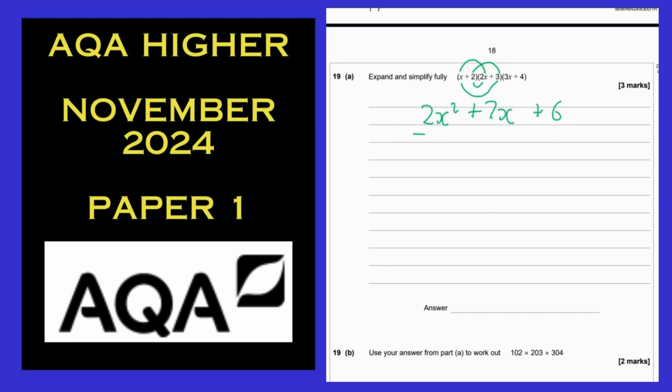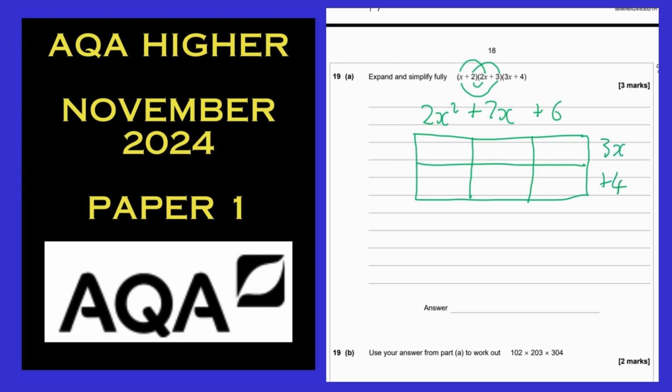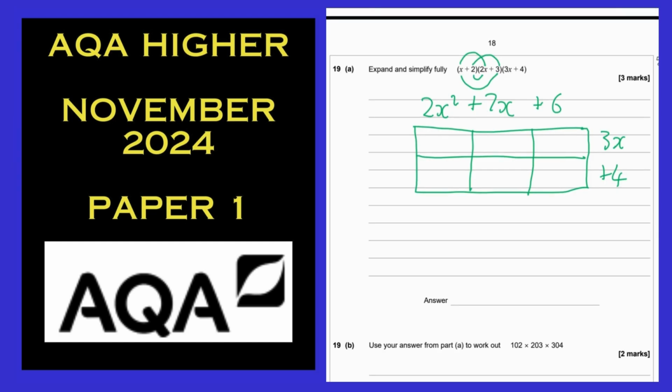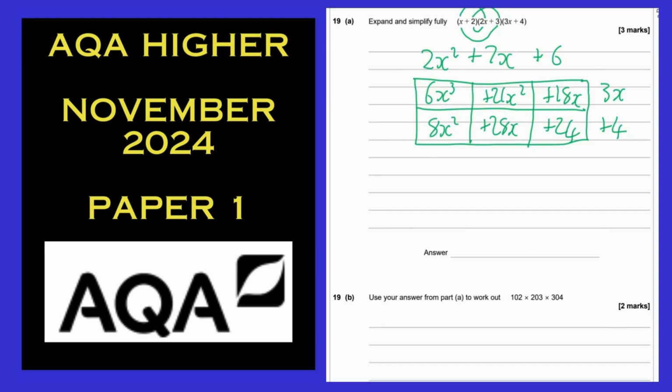I don't like loops when you're taking it forward to bring in the 3rd bracket, because it means 6 loops. And trust me, 6 loops means a whole lot of stuff can go wrong. So we need to multiply the top row by 3 and x. 6x cubed, 21x squared, and 6 3s are 18x. We now multiply the top row by 4. 8x squared, 28x, 24.